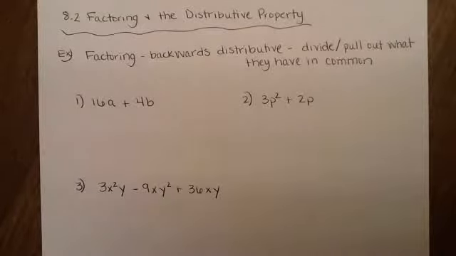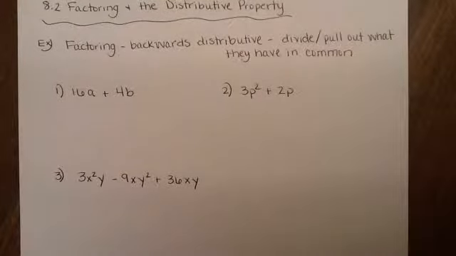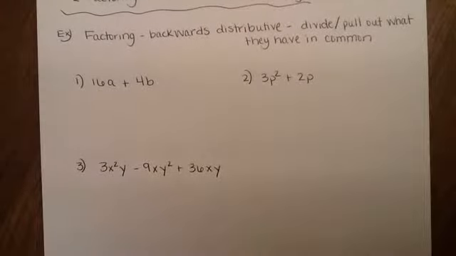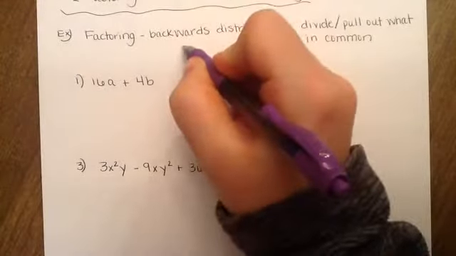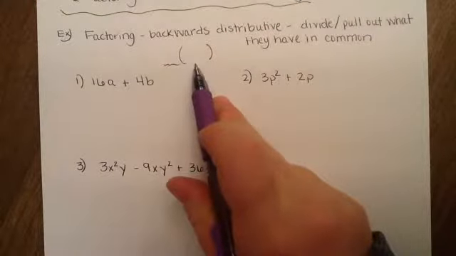Mathematicians, today we are going to look at factoring and the distributive property. Factoring is doing the distributive property backwards. Right? So you're going to divide or pull out what both pieces have in common. So I need to make it look like something outside and then something inside parentheses.